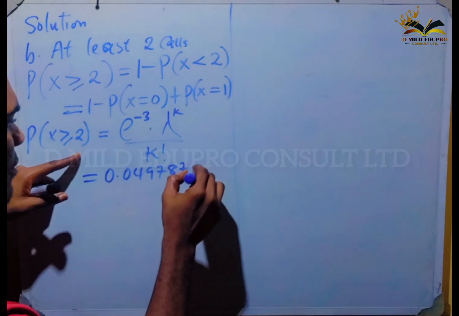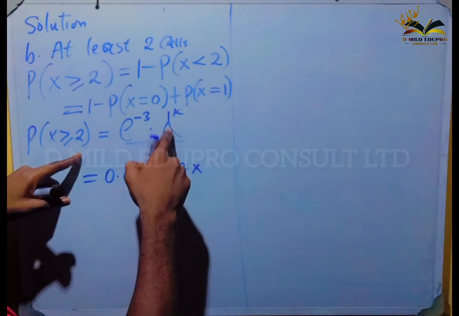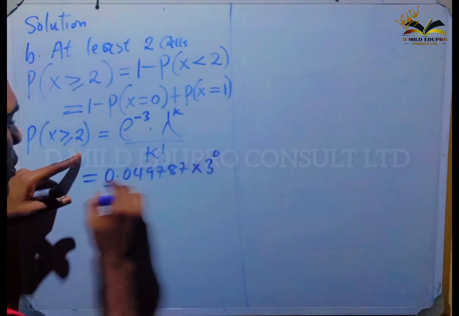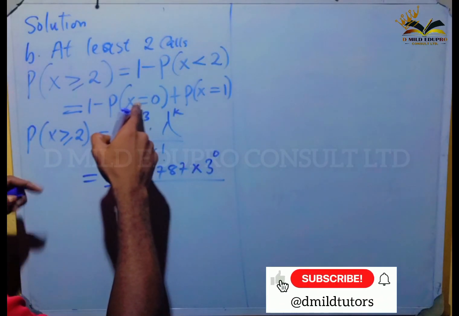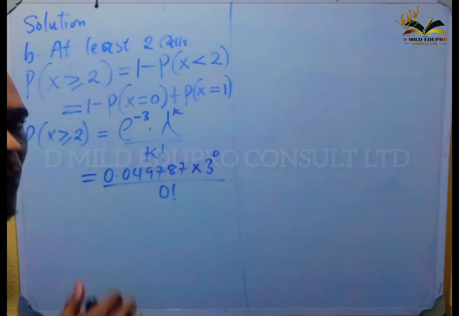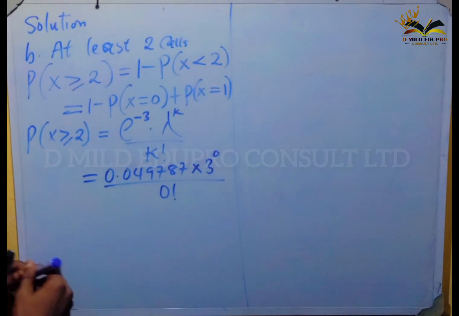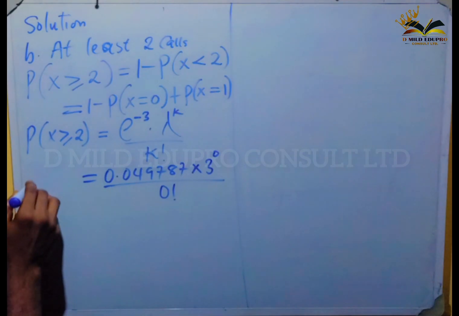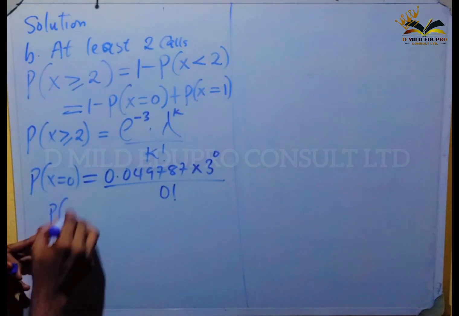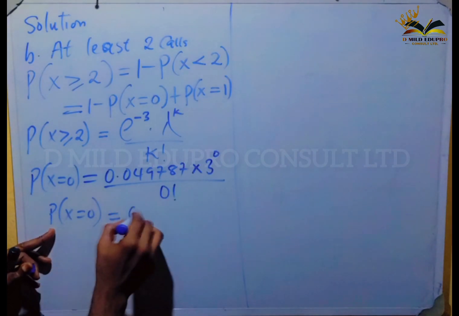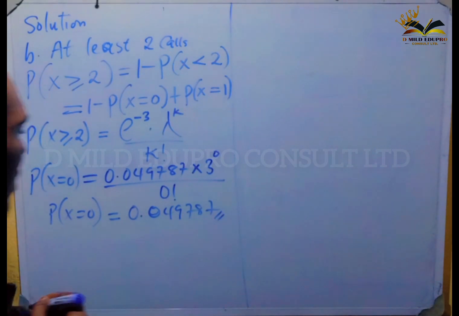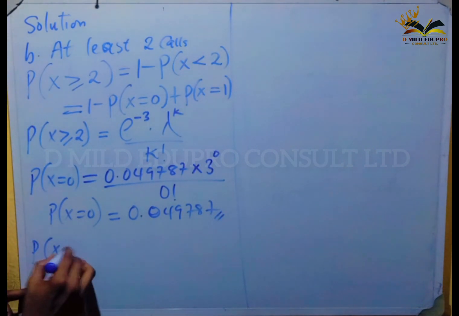Then times, remember our lambda is 3, but k is 0, so 3 raised to power 0, because we are solving for probability of x equals 0 and k is 0. Then 3 raised to power 0 is 1, and 0 factorial also is 1. So when you do this, you will now realize that probability of x equals 0 is equal to 0.049787.